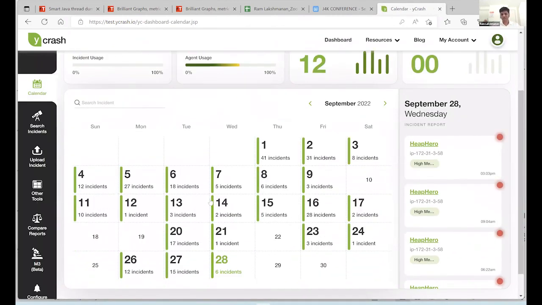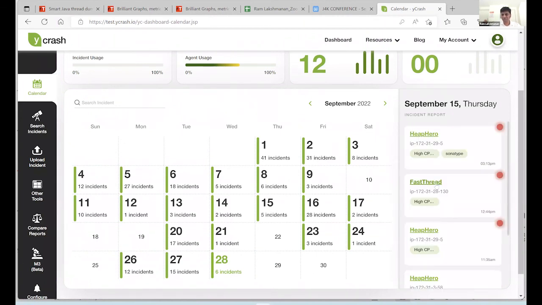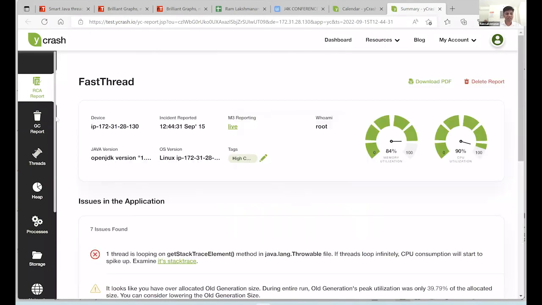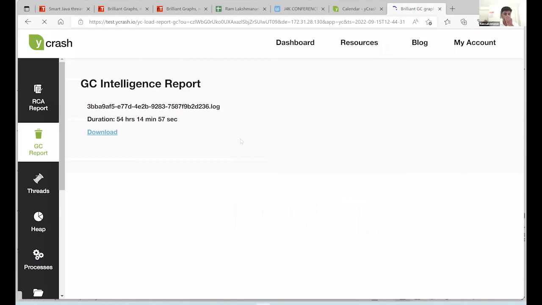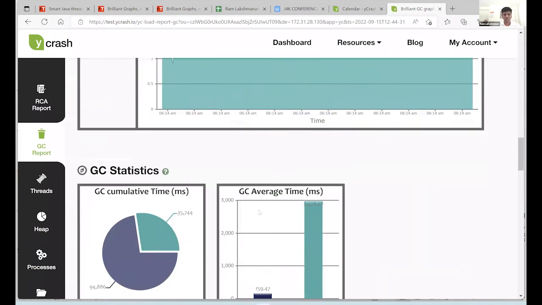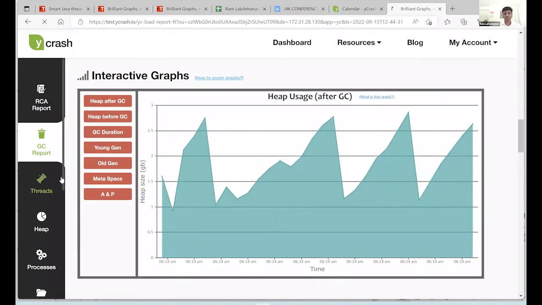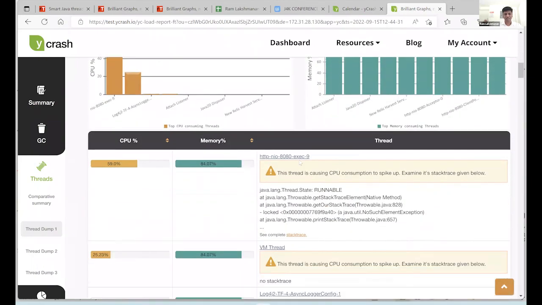Here I can see all the incidents that have happened. I can click on one of them, and here I can see all those 16 artifacts analyzed and presented to me. The GC log information is available. I can see in one dashboard what's going on, what's going on with my threads. All this analysis I can get to see.